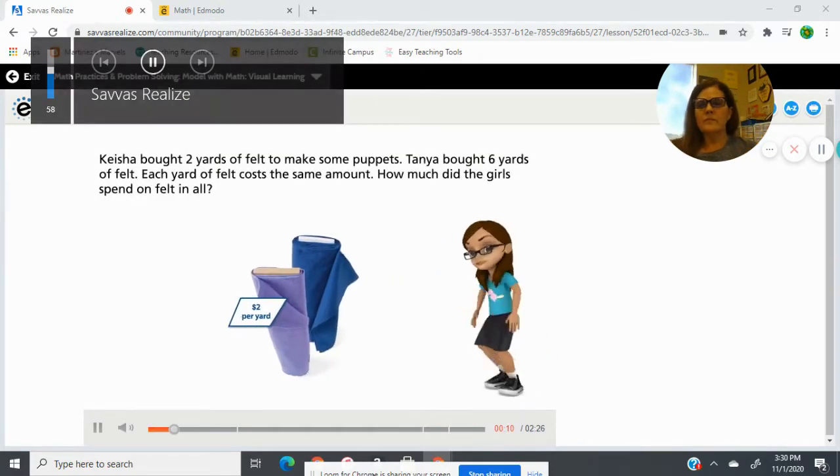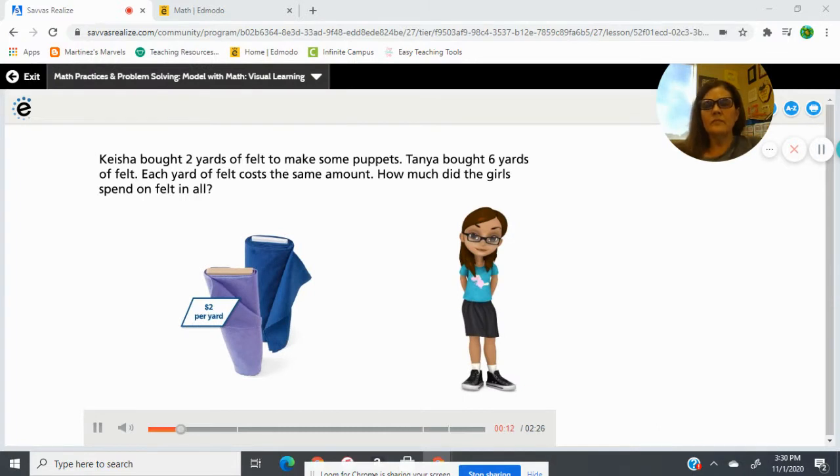Keisha bought 2 yards of felt to make some puppets. Tanya bought 6 yards of felt. Each yard of felt costs the same amount. How much did the girls spend on felt in all?